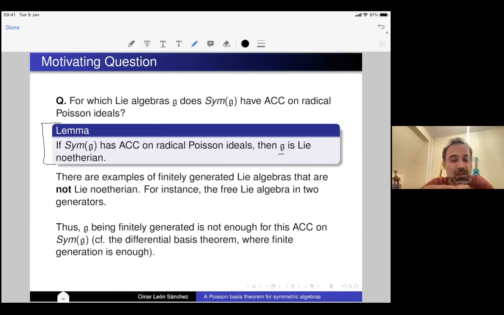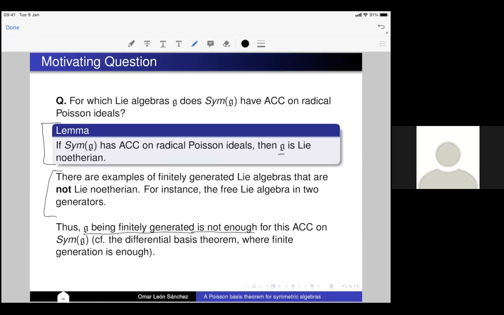However, this is not enough, by the next comment. It's a remark that is slightly disconnected from the lemma. There are examples of finitely generated Lie algebras that are not Lie Noetherian. One example is just a free Lie algebra on two generators. So just because you have a Lie algebra that is finitely generated as a Lie algebra, it doesn't give you Lie Noetherian. So one has to be careful that just because your Lie algebra is finitely generated, that's not enough to get the ACC.